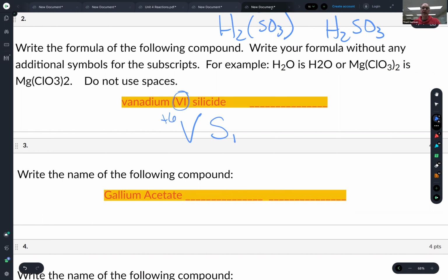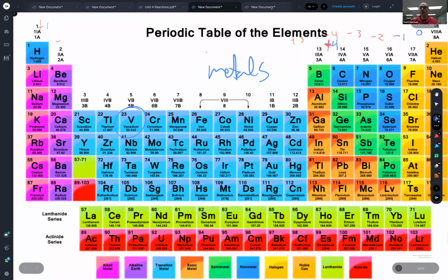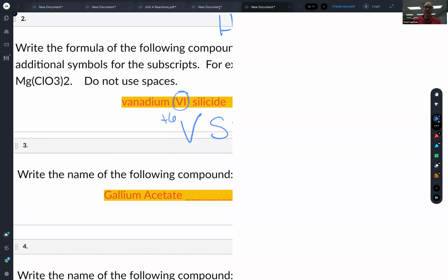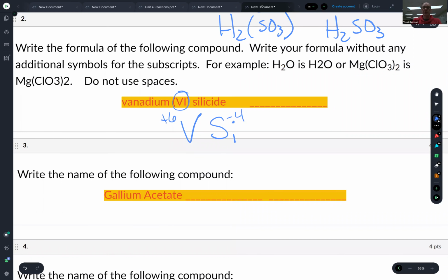Silicon is the element, silicide. And so what we're going to do is go over here and find out what its charge is. Silicon is in the same row as carbon. We look up here, and it is a non-metal, and so it's going to have a charge of -4. And so I've got these two charges up in the air like they just don't care. I crisscross applesauce, and I end up with V4Si6. But that needs to be reduced down.